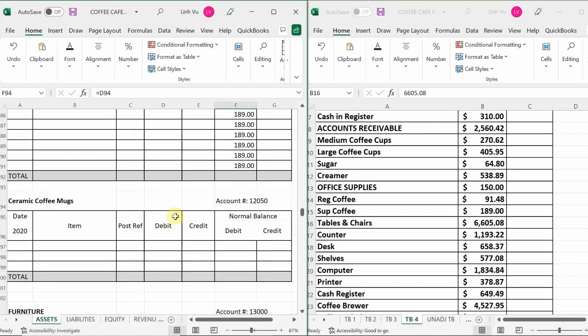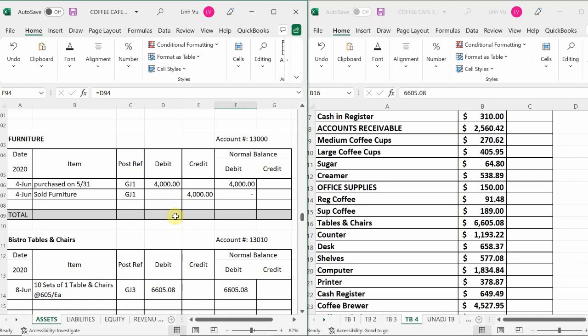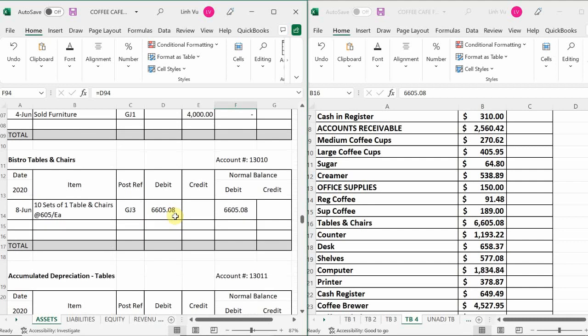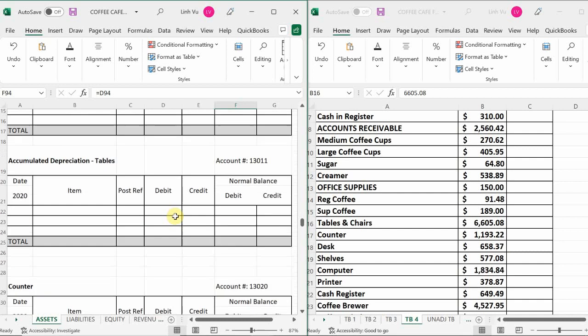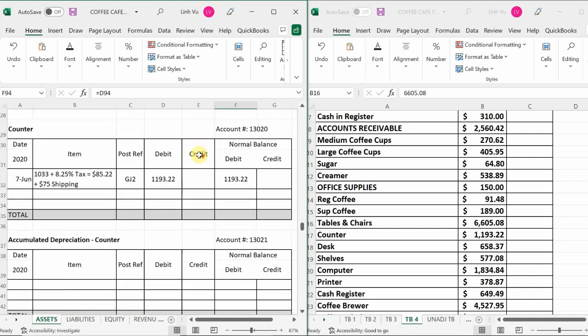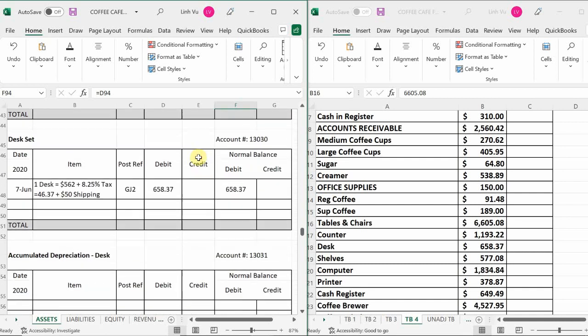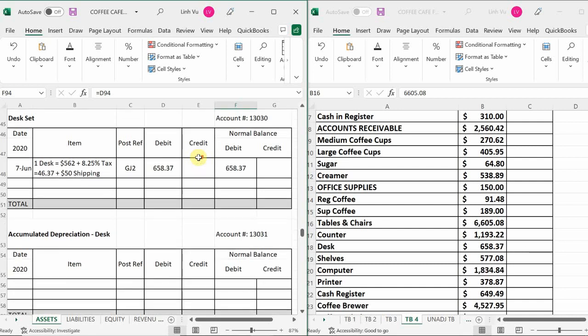Next we have the ceramic coffee mugs. We don't have anything yet, right? That's a periodic inventory. Then we have some furniture, 0 count there. My tables and chairs is still 660508. Right? No accumulated depreciation yet. Then we have my desk set for $1193.22. Okay. We have my display shelves for $658.37. So that's the same.